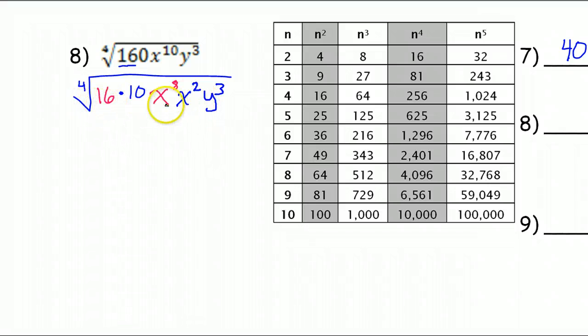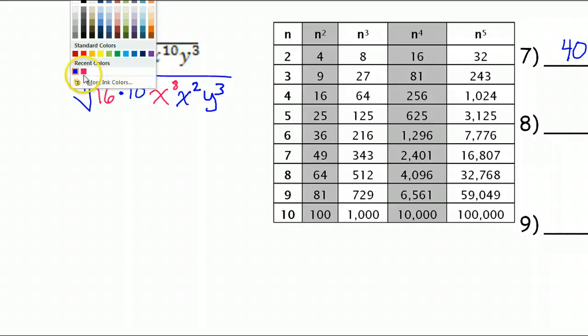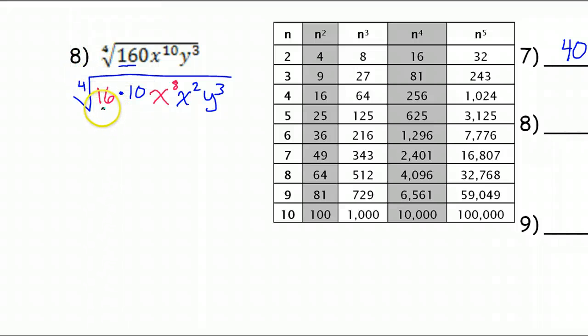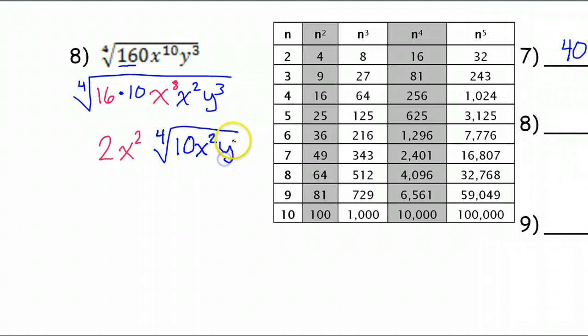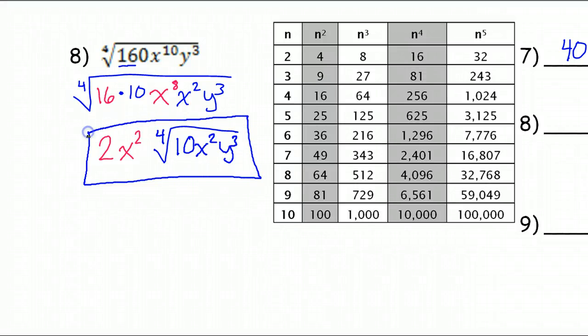So that's just going to stay under the radical no matter what. So now everything shown here in pink is going to simplify and come out. 4th root of 16 is 2. Now with the variable I just divide. 8 divided by 4 is 2, so that's x squared. Okay, and then that's it for the pink stuff. Everything shown here in blue is going to stay the way it is. 10 x squared y to the 3rd power. And that is the final answer for number 8.